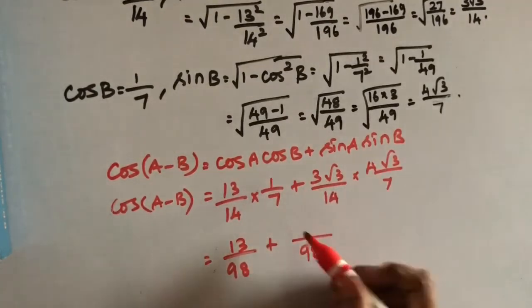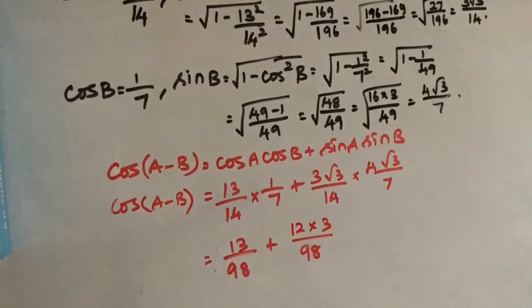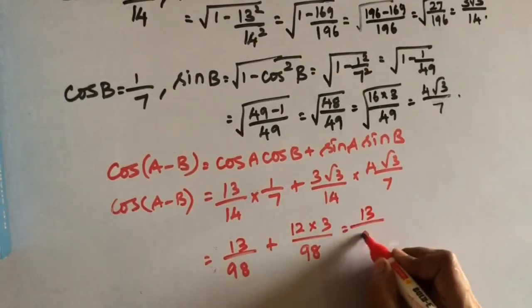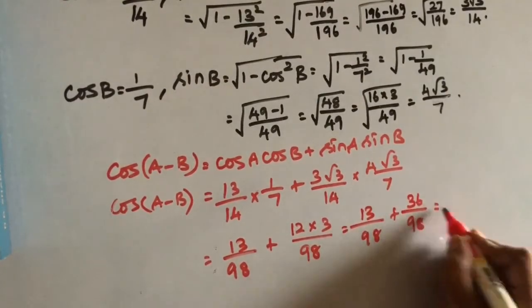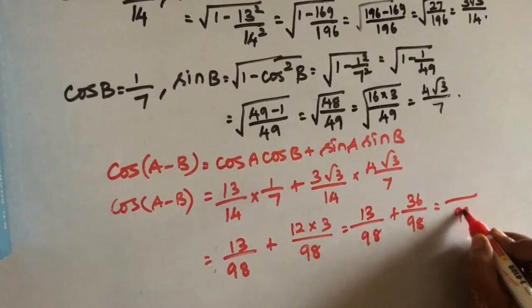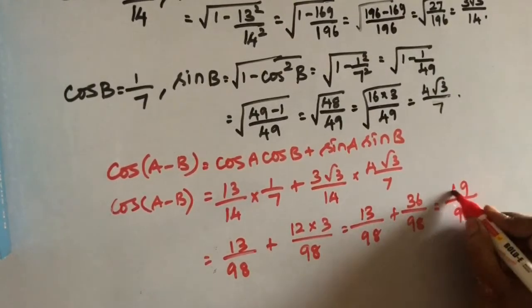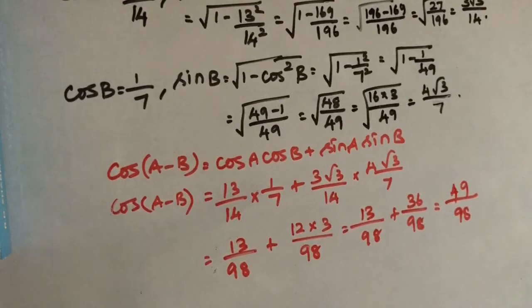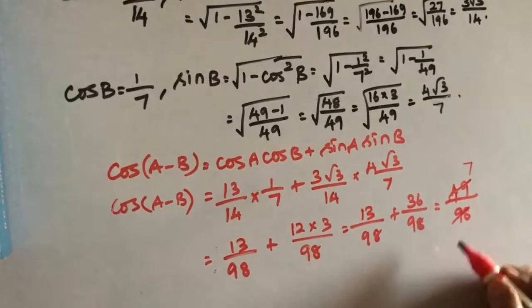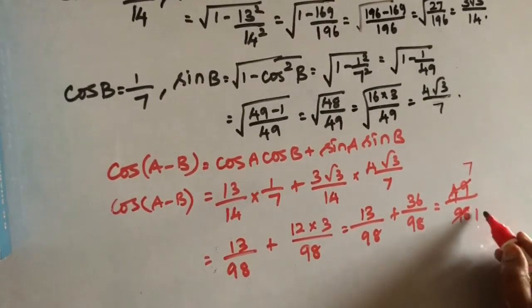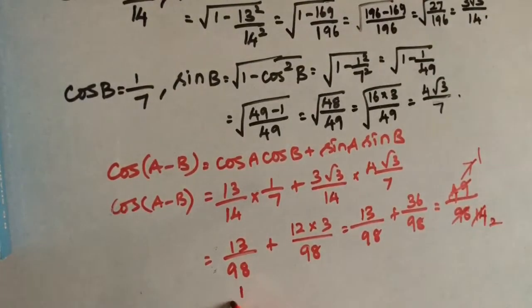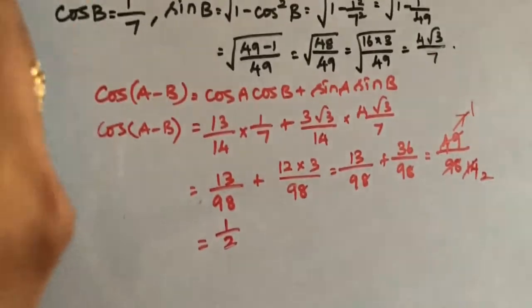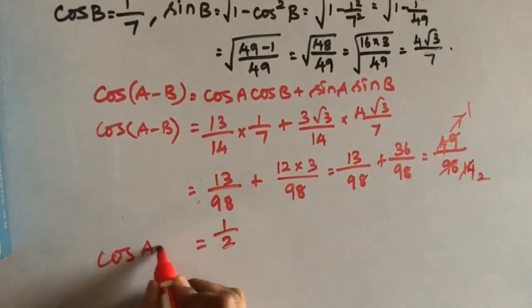So, 3 4s are 12, 12 into 3, in the denominator it is 98. So, 13 by 98 plus 12 3s are 36 by 98. So, while adding you get 49 by 98. Which table can you use to cancel it? So, 7 table, okay, 7 7s are 49, 1 7 is 7, remaining 2 28, 4 7s are 28, 1 7 is 7, 2 7s are 14. So, it is 1 by 2, that is cos A minus B equal to 1 by 2.